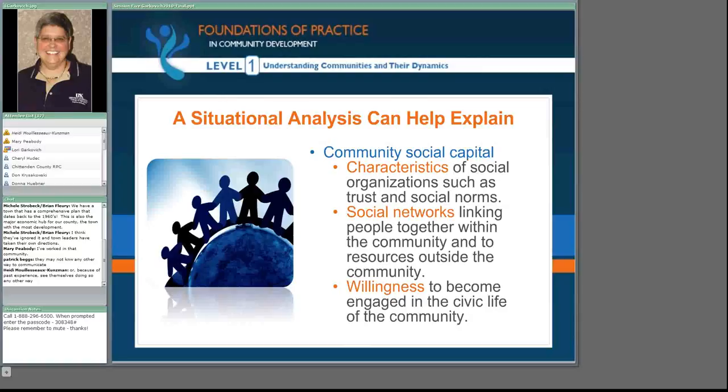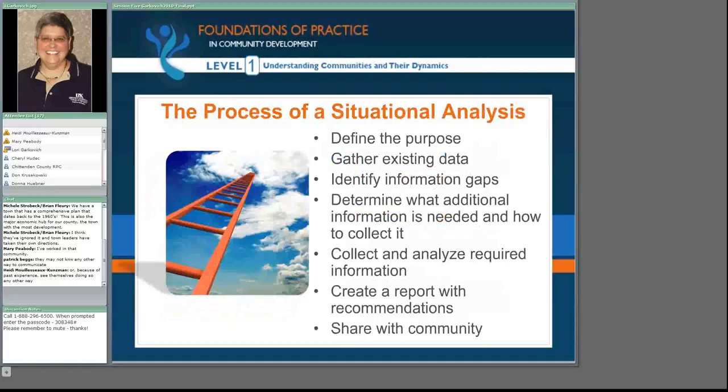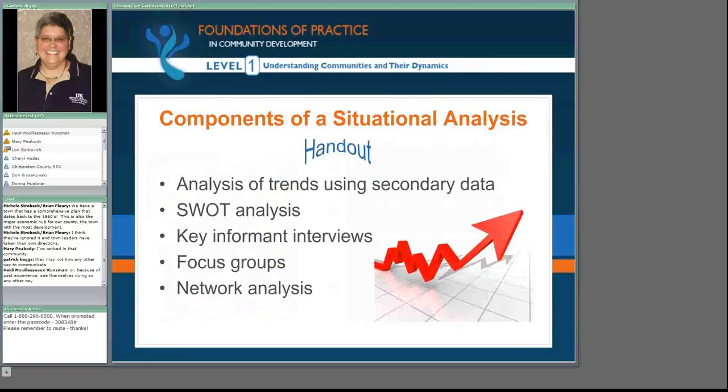So situational analysis can help us not only define those characteristics of social capital, but also, by looking at cultural capital, help us get a sense of why those types of social capital do or don't exist in that community. So basically the process is to figure out what we're trying to do with it, gather the data, identify information gaps, figure out what else we need to know, collect it, analyze it, create a report, and share it with the community. But obviously it's much more detailed than that.